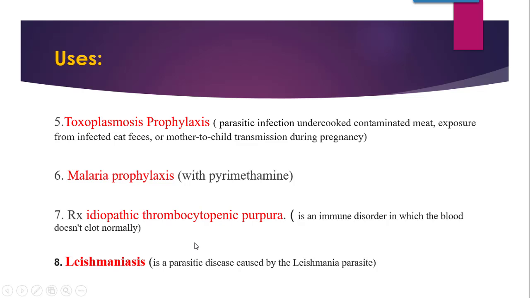Then treatment of idiopathic thrombocytopenic purpura. It's an autoimmune disorder in which the blood doesn't clot normally. So in treatment of this condition also, thrombocytopenic purpura, it is used. And last is leishmaniasis. It is again a parasitic disease which is caused due to leishmania parasite. So leishmaniasis is also one of the major curable diseases on which dapsone is working.